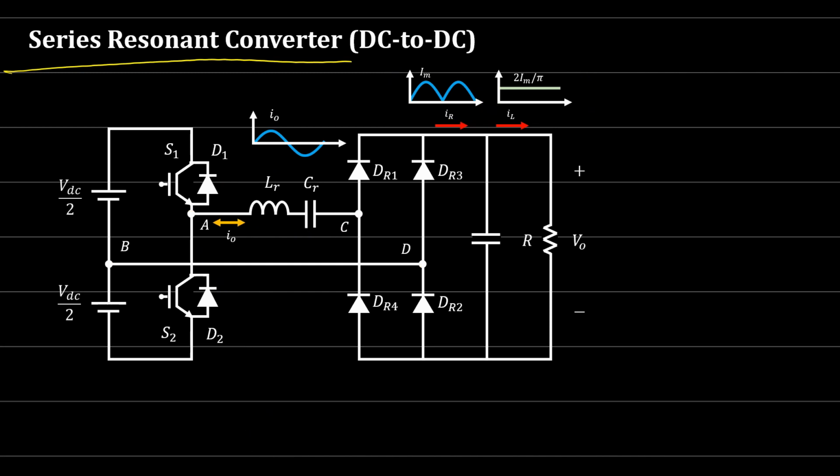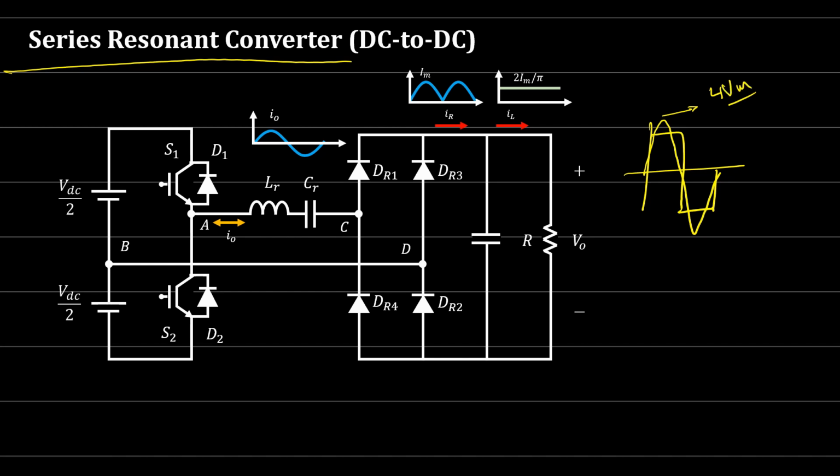Okay. Before going to the modes of operation for this converter, let's recall something. We said if we have a square wave, the first harmonic of this square wave has an amplitude. This amplitude is equal to how much?